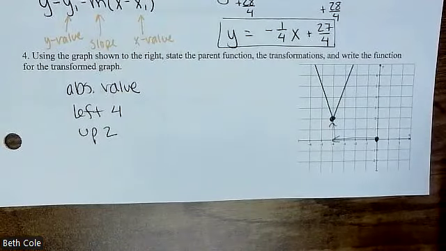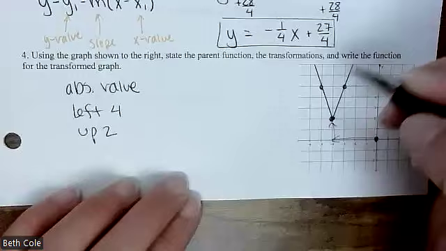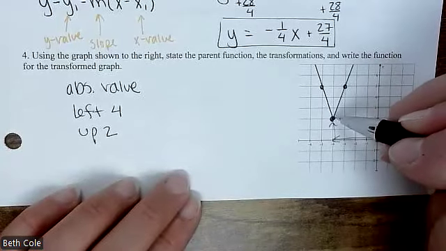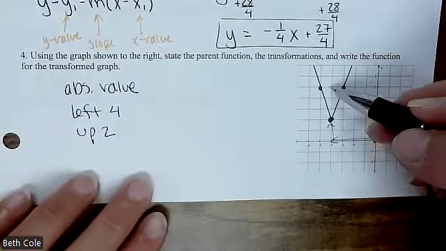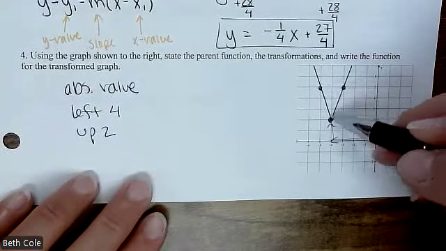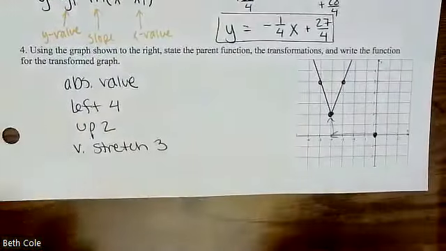It also got stretched a little bit. Do you see how it's like narrower? It got stretched by how much? Well, it's going to have to be a whole number. And it is 3. Do you see how this point is 3 above that one? So vertical stretch by 3.